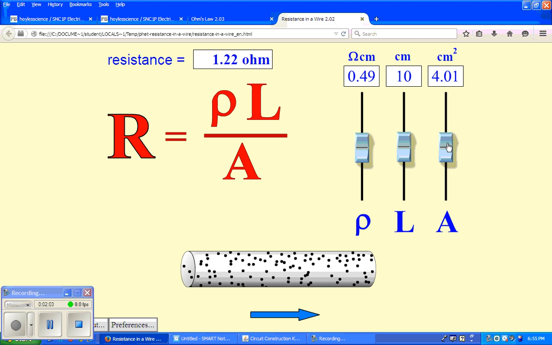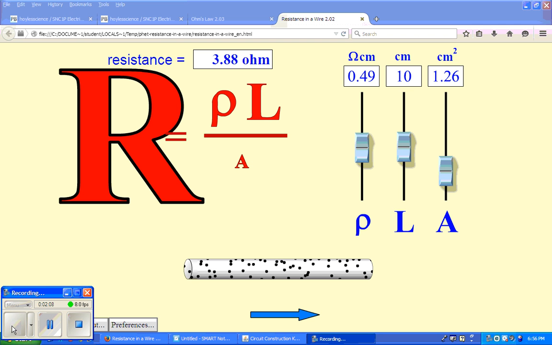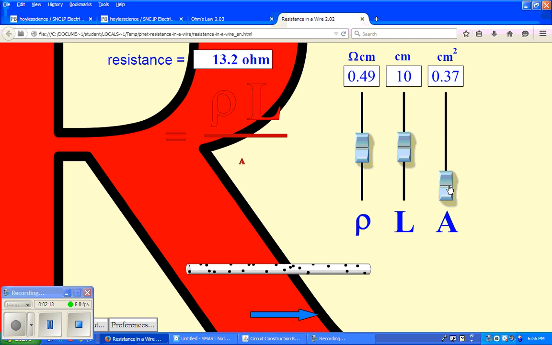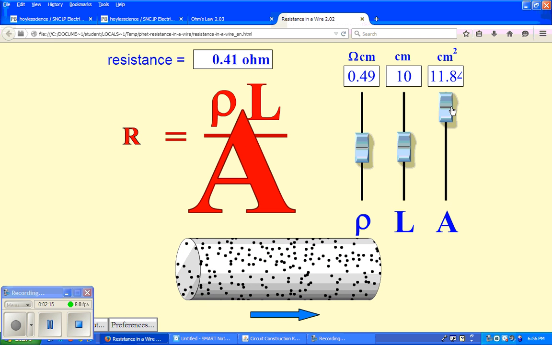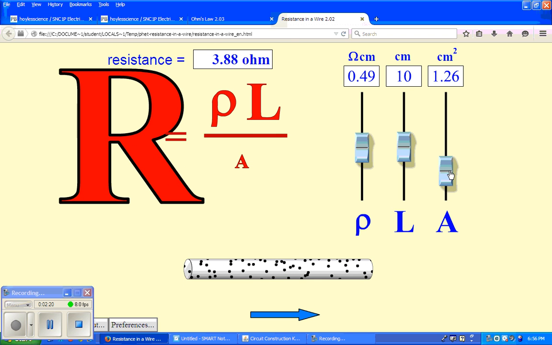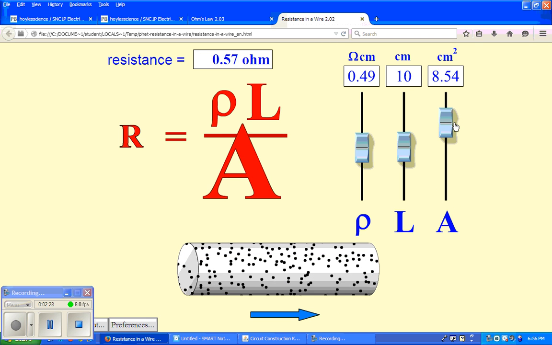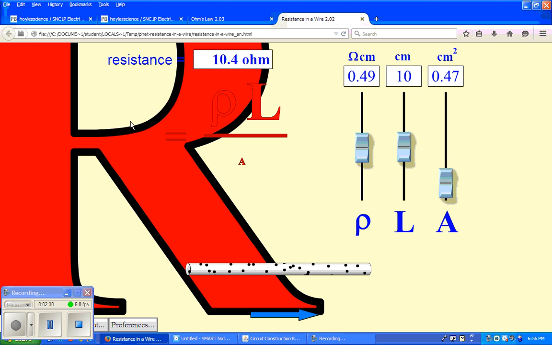Now let's look at area, surface area, or basically how thin or thick the wire actually is. Low surface area is a thin wire. High surface area is a thick wire. You can see now the size of the R and the value of the resistance in ohms up here at the top changes as I change the thinness and thickness of the wire. So a thin wire has a large resistance. I mean, look how thin this wire is. We've got 10.4 ohms.